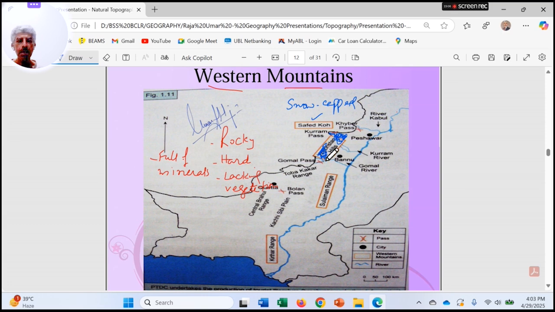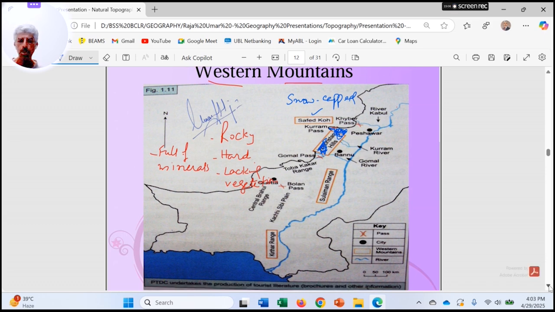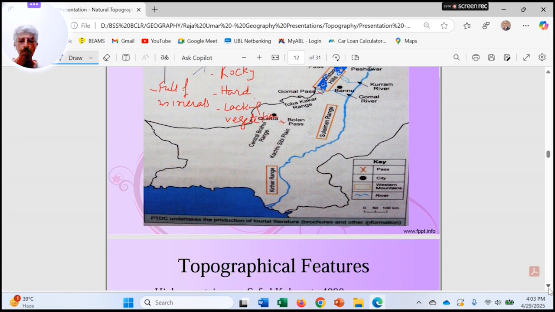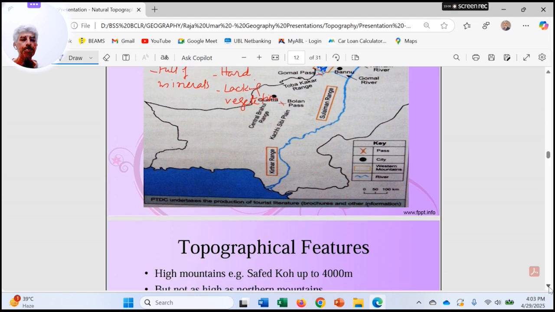And Waziristan Hills are there. In certain areas there is snow falling during winters, and Suleiman range is dry and rocky, and it does not bear much rainfall even. And down in the south, Kirthar range, again very dry and rocky surfaces.